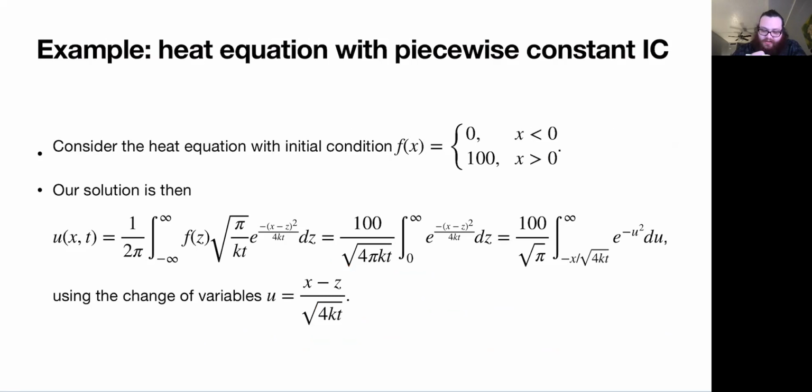So as an example of this, we're going to look at a different initial condition. This initial condition is going to be 0 to the left of x equals 0 and 100 to the right of x equals 0. So as an illustration of that, let me draw my x's again.